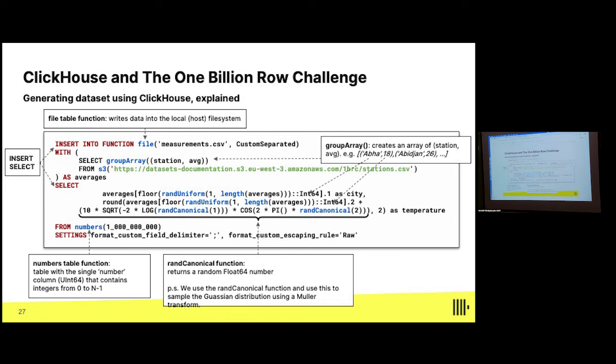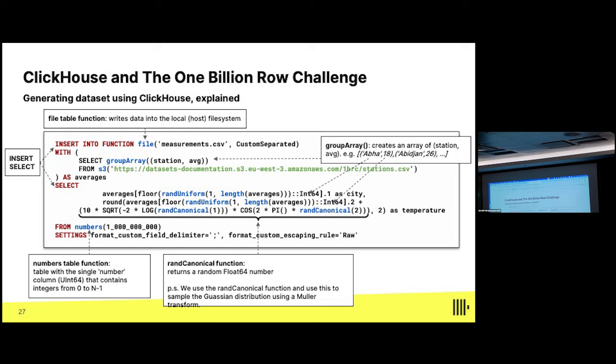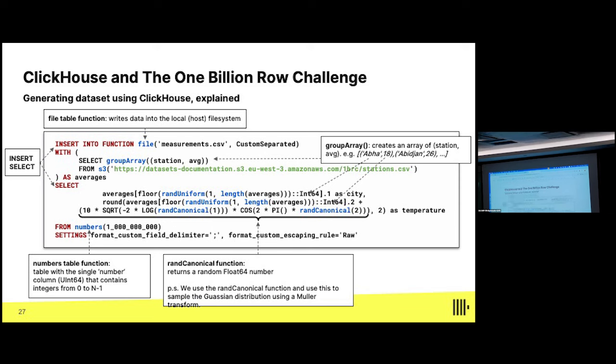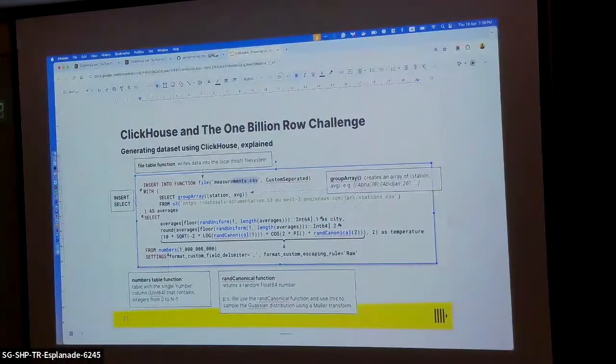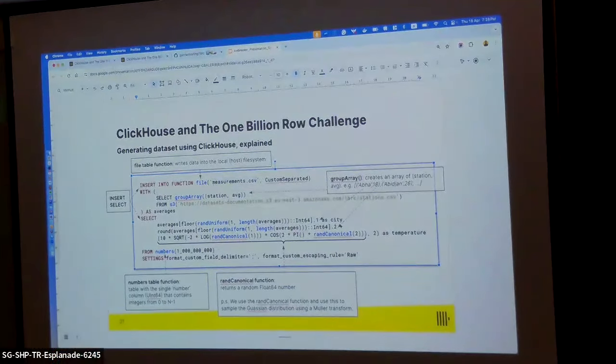So essentially, this is the query. Any SQL user would be familiar with insert select, right? Overall, we are using insert select, inserting into a file measurements.csv. We are selecting from some very strange looking functions over there. But what are we doing, right? Let's drill down. This is the file table function. It basically writes data into the local file system, right? So essentially, we will be receiving a measurements.csv at the end.